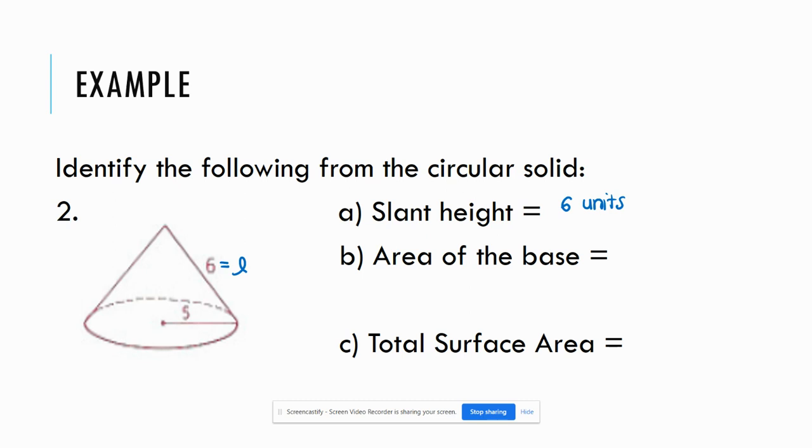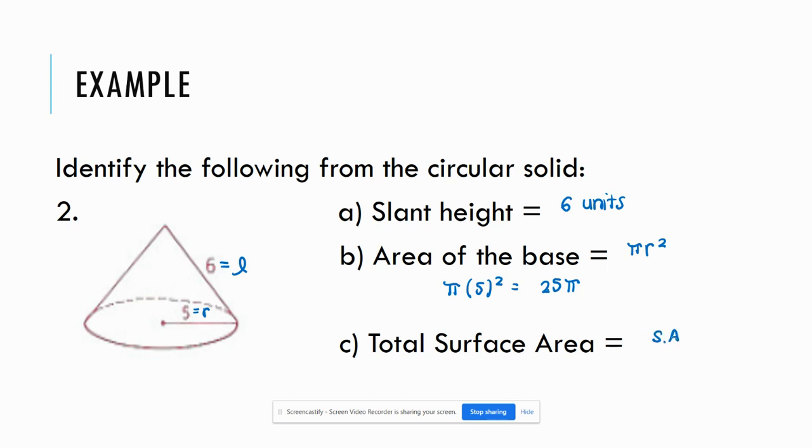The area of the base, well, our base is a circle, so pi r squared is going to get us the area of that base. And notice that they are giving us our radius. Our radius is 5. So similar to the last problem, we are going to take pi times 5 squared. 5 squared is 25. So 25 pi would be the area of that base.